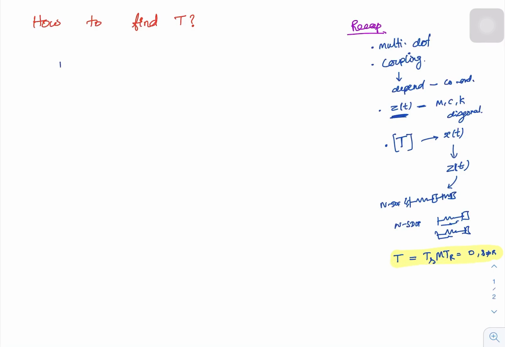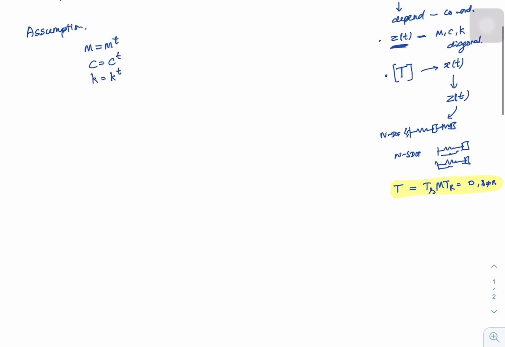So now let's take our equations of motion for a multi-degree of freedom system in x of t. Here there is an assumption where we assume M equal to M transpose, C equal to C transpose, and K equal to K transpose. You can ask why this has to be symmetric.